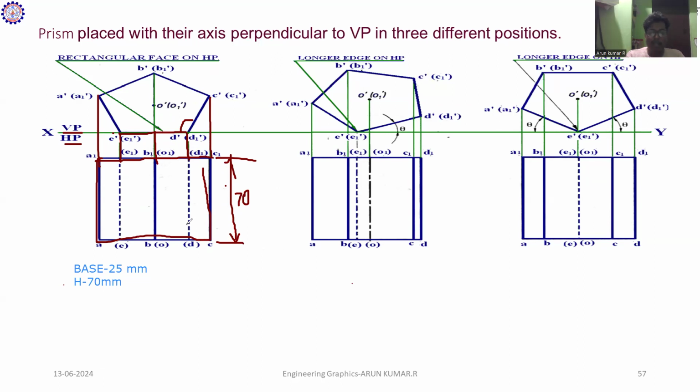You take any rectangular face; there are five rectangular faces. You take any one rectangular face and proceed with the numbers for it. After completing this, you have to mention the dimensions. The dimension part of the diagram is very important. This value is 25 mm, so you mention it like this, and the 70 mm is mentioned like this. So these are the data given to proceed for the different conditions.